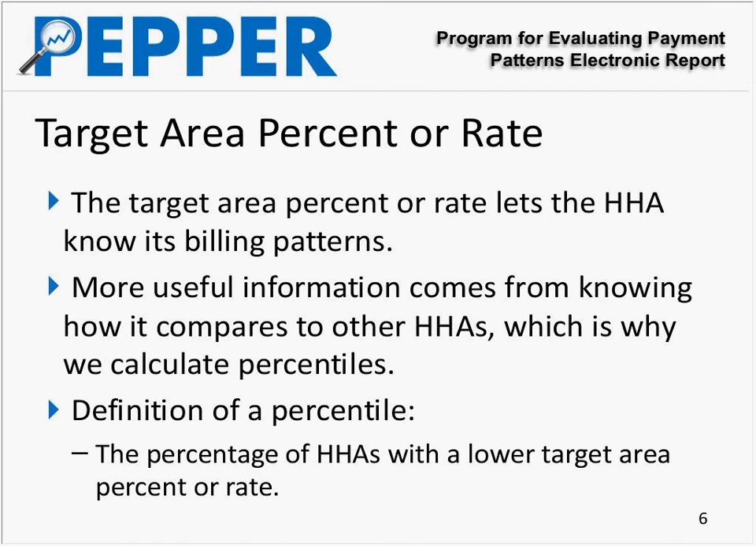The percentile tells us the percentage of all home health agencies in a comparison group below which our home health agency's rate or percent value ranks. So the percentile gives us a point of reference, a way to think about how our agency's target area value, whether it be percent or rate, compares to that of other home health agencies.